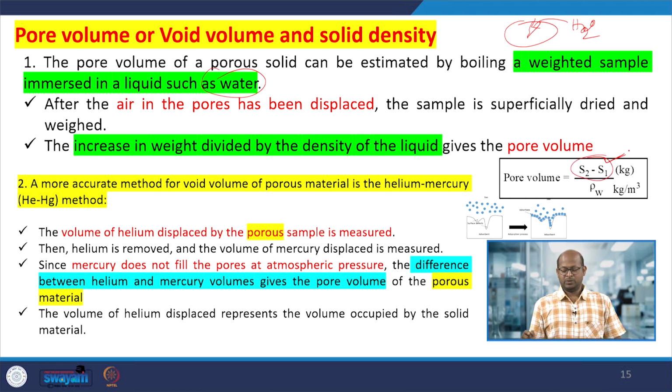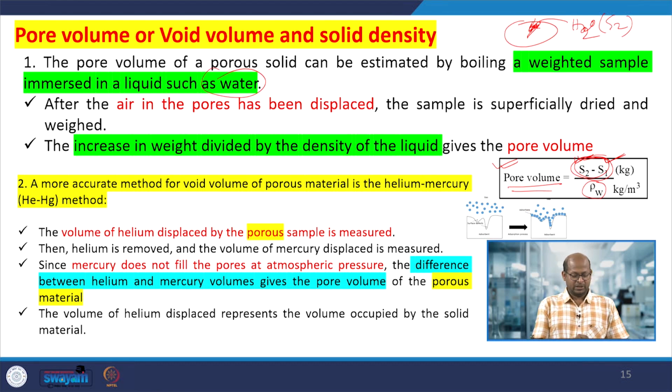So S1 was the initial weight of the material, S2 is the final weight of that material once the water molecules get adsorbed or fill the pores. Okay. So then the difference gives the amount of water adsorbed in those particular pores. So S2, the final weight, we know, so the difference gives the amount of water adsorbed. And now if we know the density of water at that particular temperature, divide, then we will get the pore volume. So with the amount of water adsorbed, pore volume is easily measured.